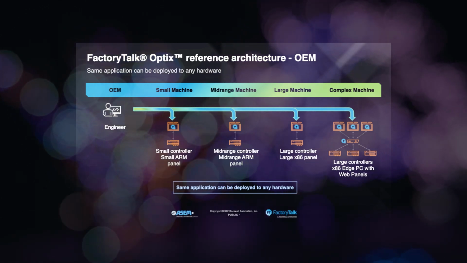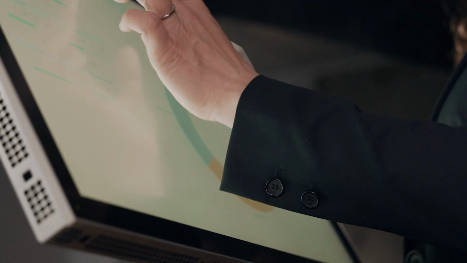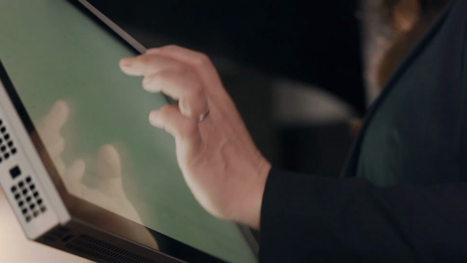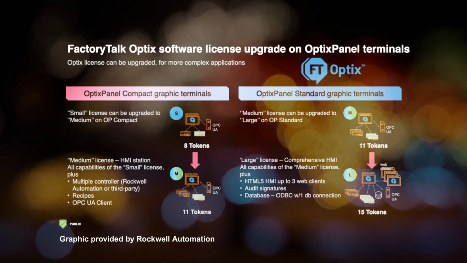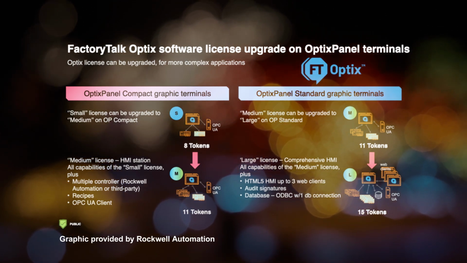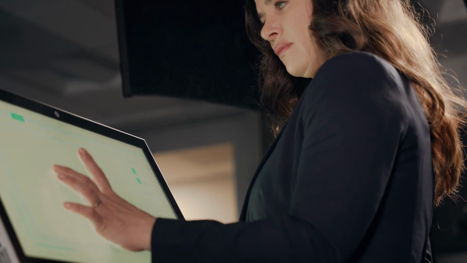Licensing options allow allocation of runtime licenses to different options and functions. Each Optix panel comes with a perpetual runtime license sized appropriately for the panel hardware. Compact panels come with small licenses, allowing the use of 8 runtime components. Standard panels come with medium licenses, allowing the use of 11 runtime components. OptixPanel users can use the runtime licenses to enable only the software components that they need, such as graphics, alarms, and MQTT, as well as third-party controller connections, for example.